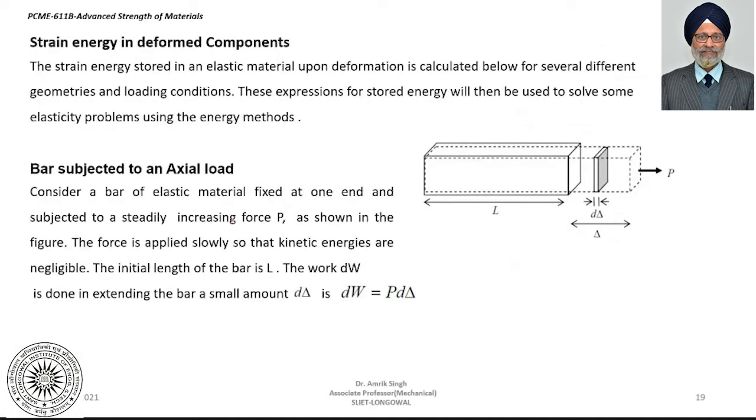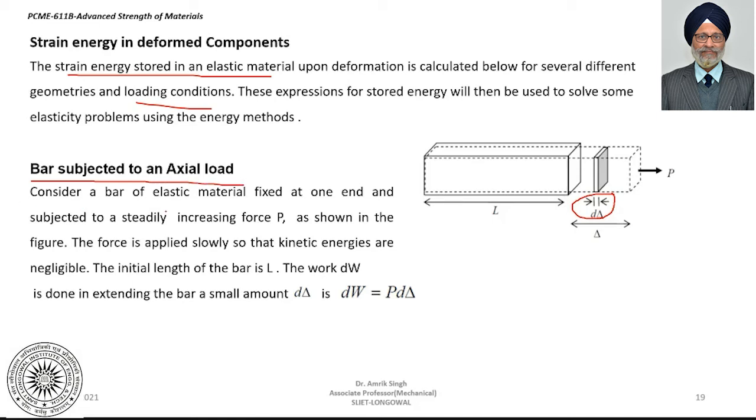So the strain energy in the deformed component. We will take the cases one by one. Suppose we have taken a length, and it has an axial load P, and because of that the deformation delta is there. The strain energy stored in the elastic material upon deformation is calculated for several geometries and loading conditions. The first condition we are taking is a bar which is subjected to an axial load.